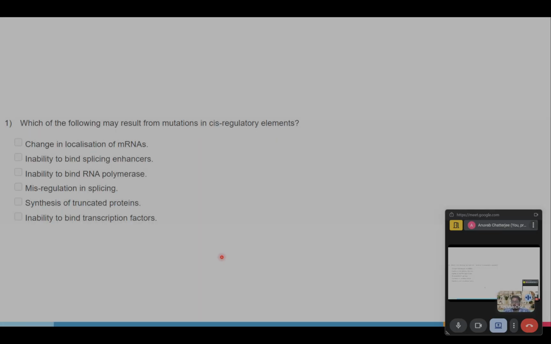The question is, which of the following may result from mutations in cis regulatory elements? The options are change in localization of mRNAs, inability to bind splicing enhancers, inability to bind RNA polymerase, misregulation in splicing, synthesis of truncated proteins, inability to bind transcriptional factors. So we have a lot of options. You have to choose which of the following may result by mutations in cis regulatory elements.